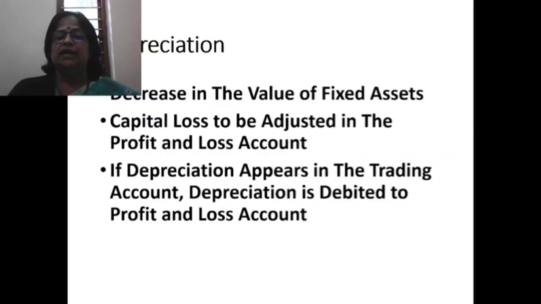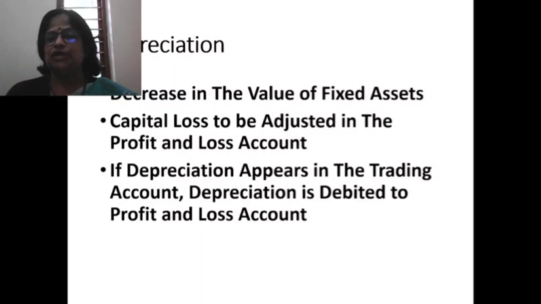That is, 'De' means asset and depreciation meaning decline. So decline in the value of fixed assets. If you are using fixed assets, it is meant for a long time use in the business. But as you use it, the value of the fixed asset will reduce. So this will be a capital loss. It has to be adjusted in the profit and loss account.